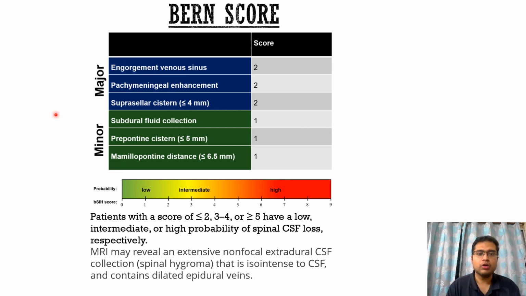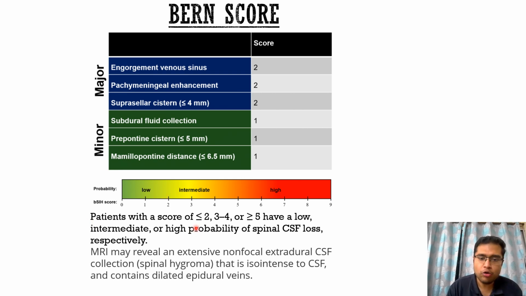So this is the Bern score for the diagnosis of idiopathic intracranial hypotension, which includes major as well as minor criteria. The major criteria, which are given 2 points each, include the engorgement of the venous sinuses, pachymeningeal enhancement, and hence post-contrast images are very, very important, and suprasellar cistern of less than or equal to 4 mm. The minor criteria include subdural fluid collection, prepontine cistern less than or equal to 5 mm, and mammillopontine distance of less than or equal to 6.5 mm. So I'll show you how to measure all this.